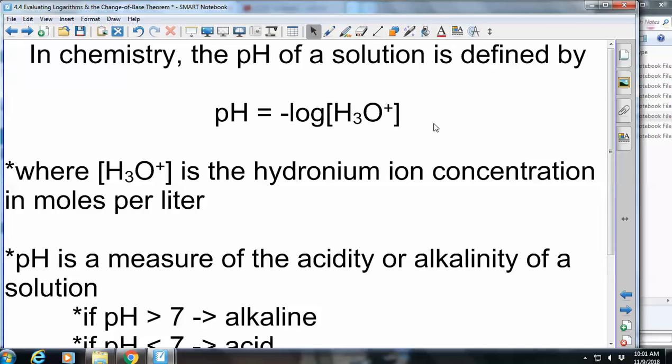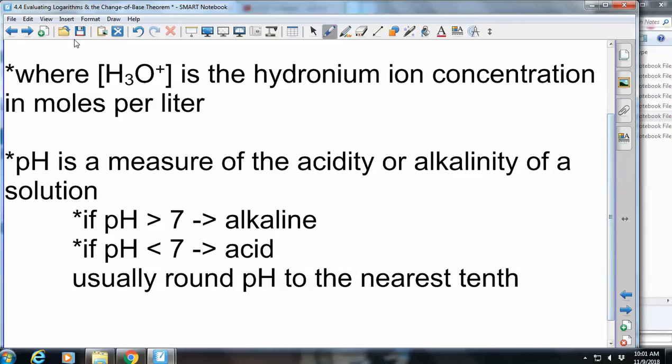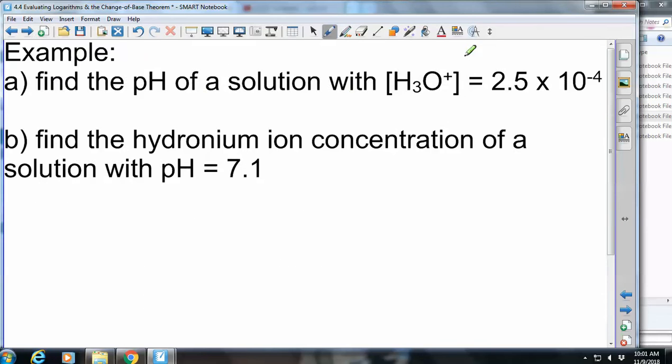So in chemistry, the pH of a solution is defined by this equation. Did you know pH was a logarithm? H3O plus is the hydronium ion concentration in moles per liter. pH is a measure of the acidity or alkalinity. You guys know if pH is greater than 7, it's an alkaline or a base. Less than 7, it's an acid. In general, we're going to round pH to the nearest tenth.